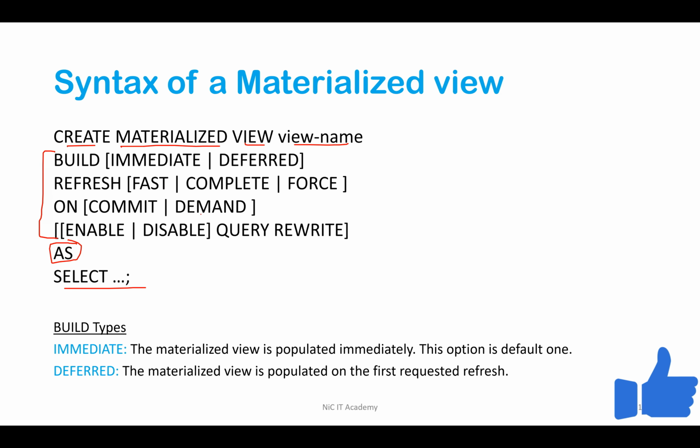On commit, on demand. On commit means it will go to the base table, and whenever you commit, the materialized view will get refreshed. On demand means you have to do the refresh; a PL/SQL statement will be executed, and then it will go for a refresh. See, build types. Immediate: the materialized view is populated immediately. This option is the default one. Deferred: the materialized view is populated on the first requested refresh. So you are simply creating it, but the view will be populated after that.